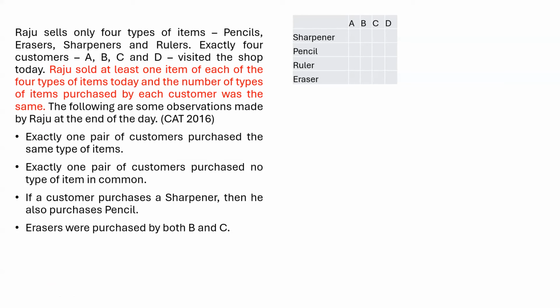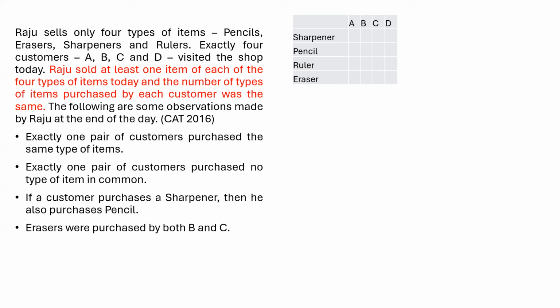So let's look at this question and try to solve this. Raju sells only 4 types of items: pencils, erasers, sharpeners, and rulers. Exactly 4 customers, A, B, C, and D, visited the shop today. Raju sold at least one item of each of the 4 types of items today, and the number of types of items purchased by each customer was the same. Very important statements, both of them, so that's why I marked it in red.